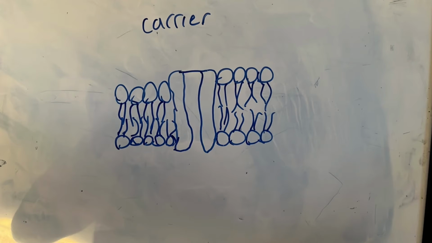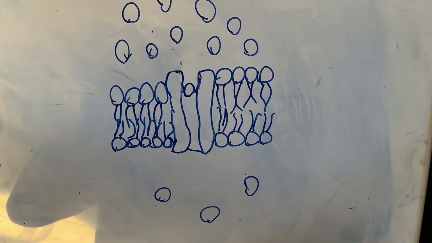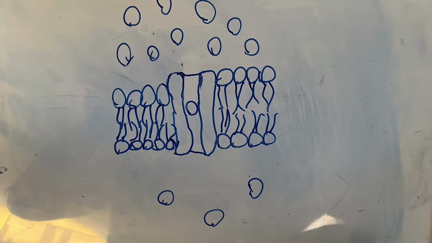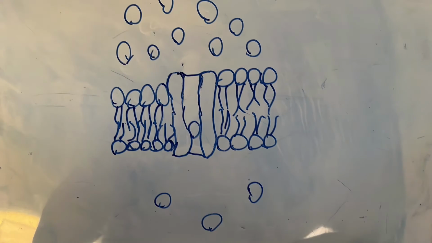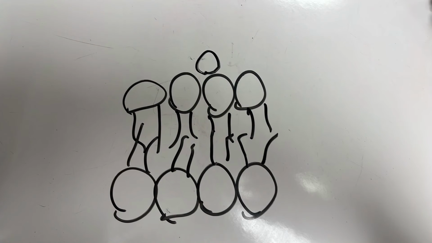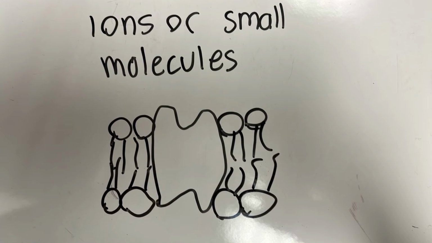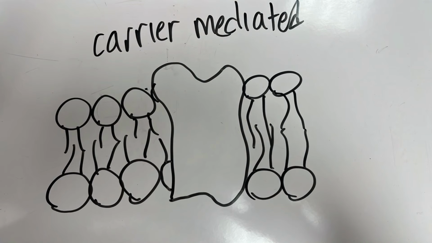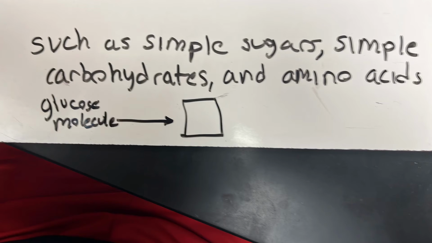The next part is carrier-mediated, which uses another type of channel protein. Here a molecule binds to the carrier protein, which then changes shape and moves the molecule to the other side of the membrane. Facilitated diffusion is needed for small, charged, or polar molecules. This is because the polar molecules bounce off the nonpolar phospholipid bilayer. Channel-mediated is used for ions or small molecules. Carrier-mediated is for small polar molecules such as simple sugars, simple carbohydrates, and amino acids.